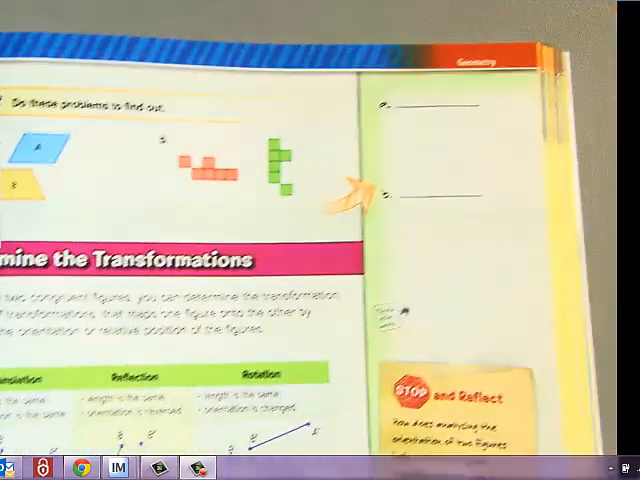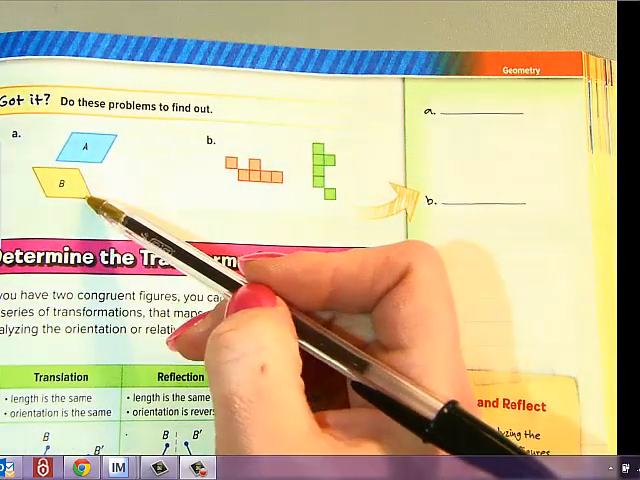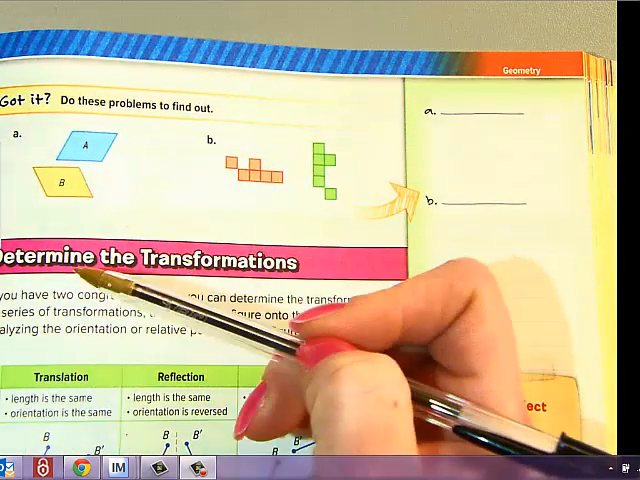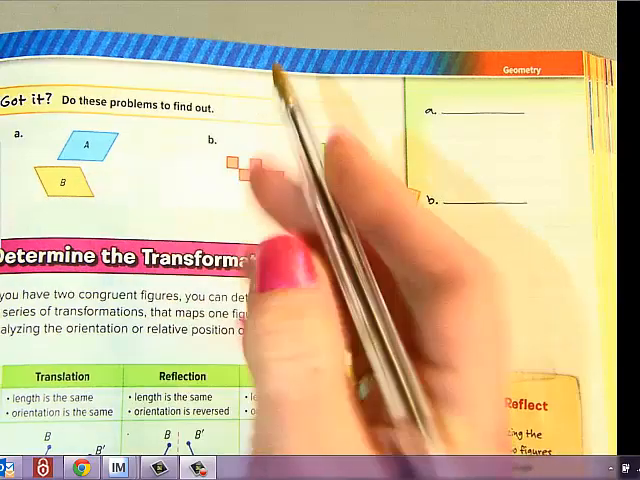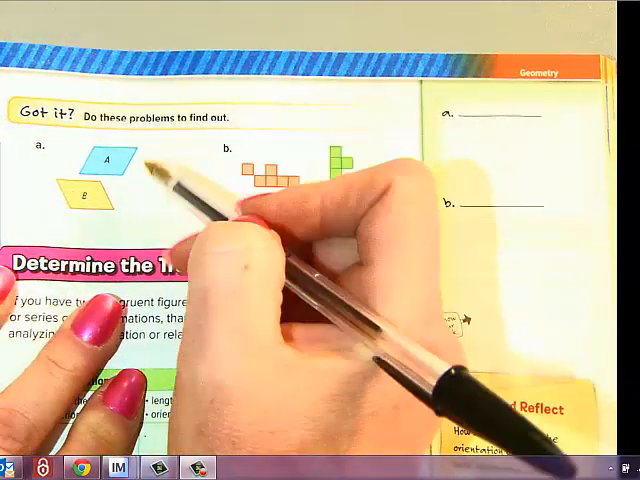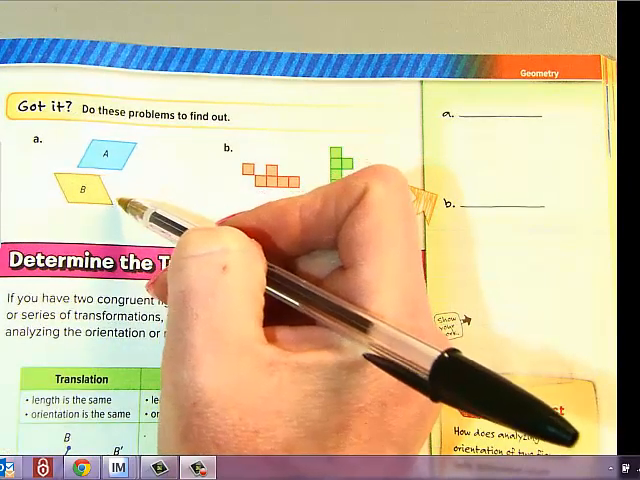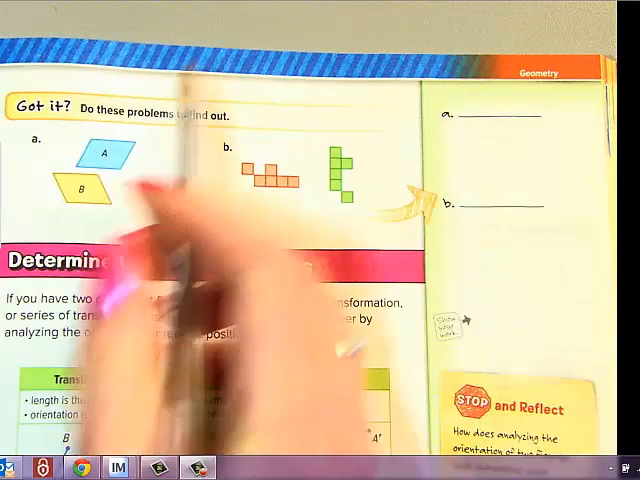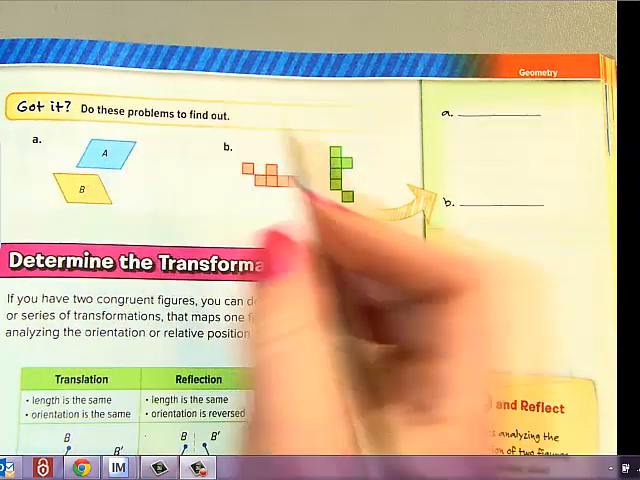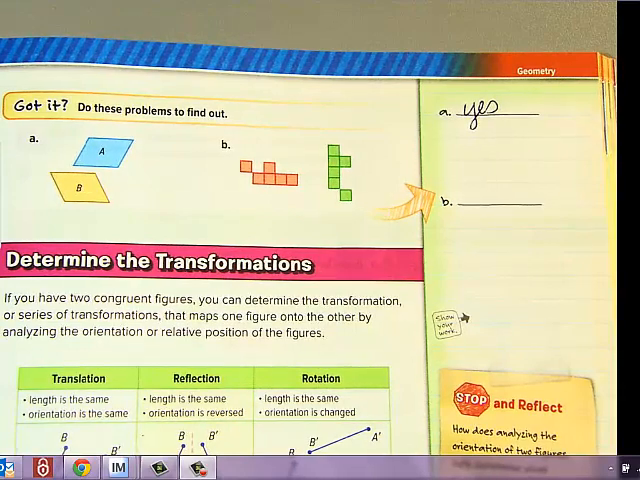Let's look up here. A and B, are these congruent to each other? Well, ask yourself, if I were to flip B over, would it look exactly the same as A? Yes, if I were to flip B on top of A, they would match up. So yes, they are congruent. They are the same shape and same size.